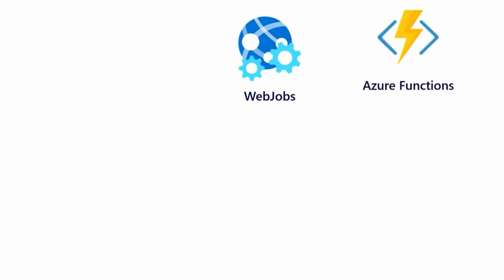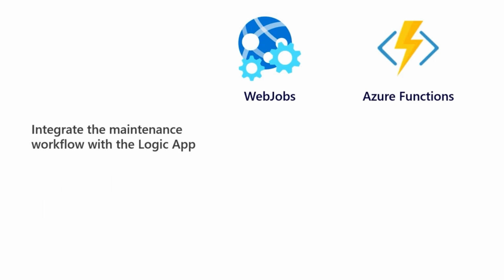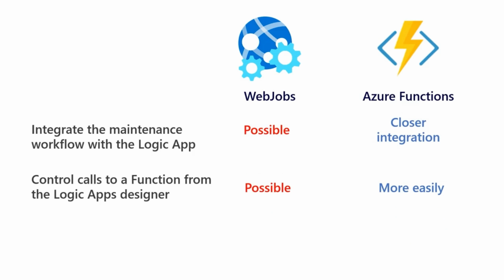Now let's look at integration. You want to integrate the maintenance workflow with the Logic app that you built earlier for the bike booking and rental process. Although it is possible to call a web job from a Logic app, the integration between Logic apps and functions is closer. For example, you can more easily control your call to a function from the Logic apps designer. For these reasons, we'll select Azure Function to manage your bike maintenance business process.